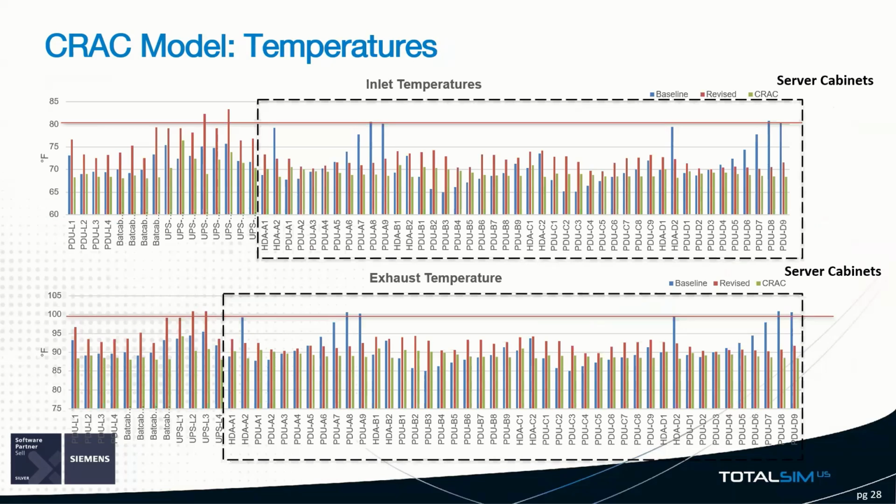Looking at these temperature plots, green temperatures are from the HVAC model, red is from the revised bifurcated duct model, and blue is our baseline. You can see from our HVAC units, we are well under the critical temperature for all equipment.